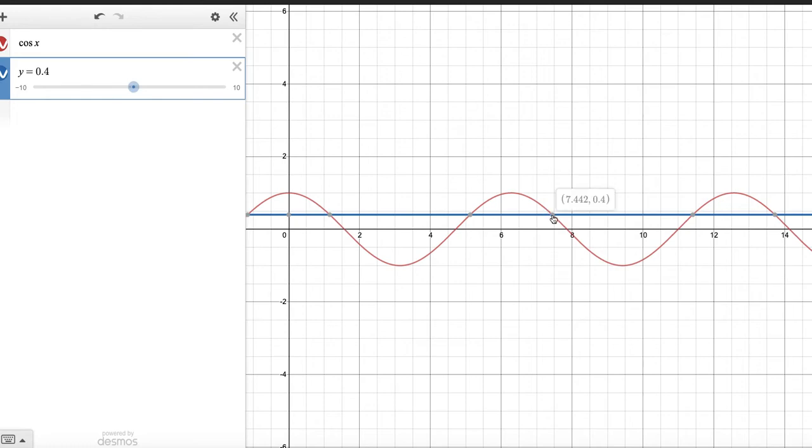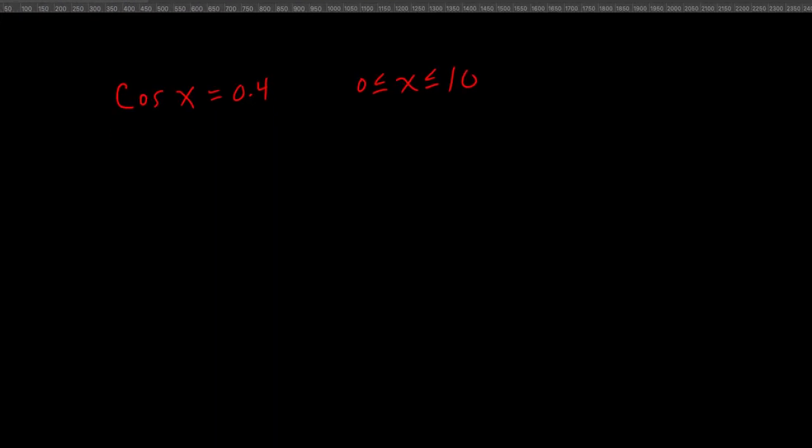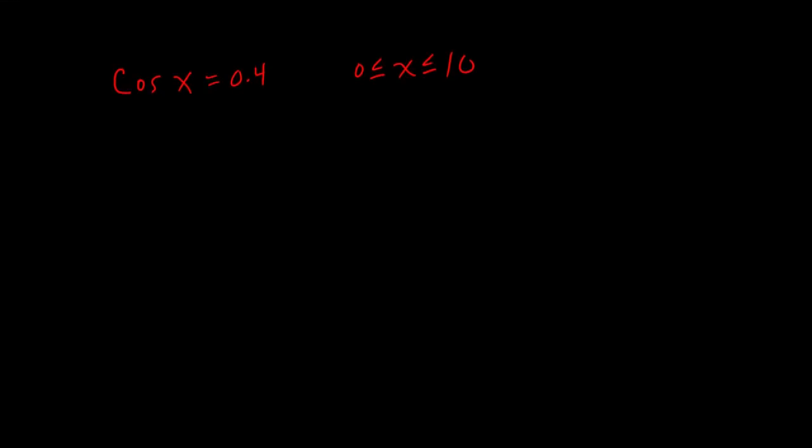And so we get 7.442, 5.124, and 1.159. Now, of course, we'd want to round those to 3 significant figures. So this one would be 1.16, this one would be 5.12, this one would be 7.44. Okay, so that's all we needed to do on that one. And let's see what else in this section.